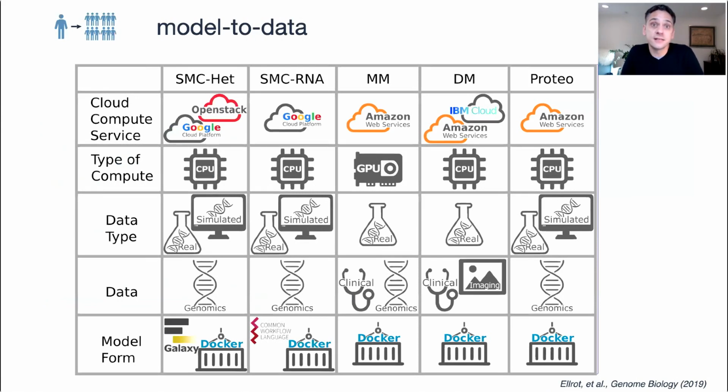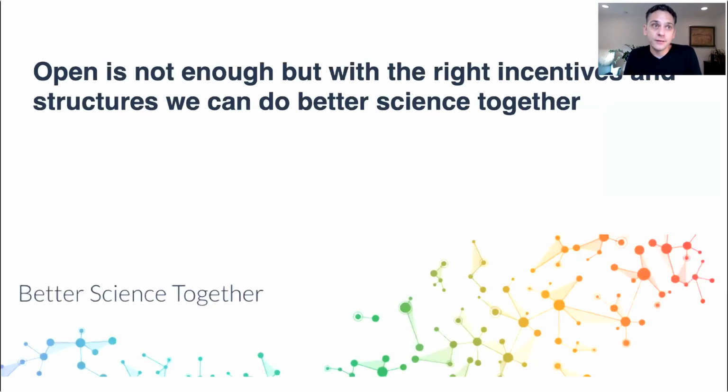So what we have developed is this idea of models to data, where people submit their models and we execute them on their behalf. This is actually one of many challenges that we run. We had a dual cloud, using IBM and Amazon, and people used GPU machines. In the end, you get not only the model that people have trained, but a Docker container, which can be reused or at least examined by other people. I'm running a little late, so I'll stop here and say, in conclusion, open is not always enough, but with the right incentives and structure, we can do better science together. Thank you very much.